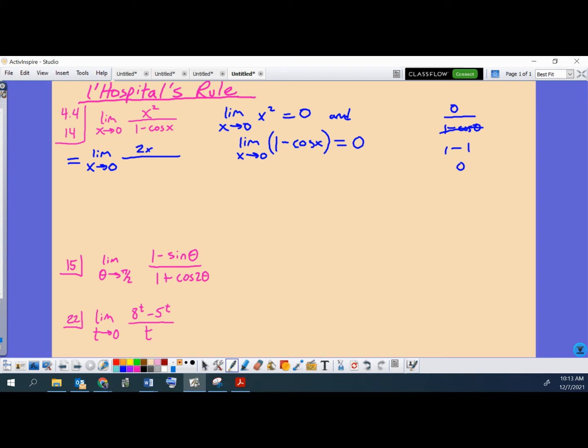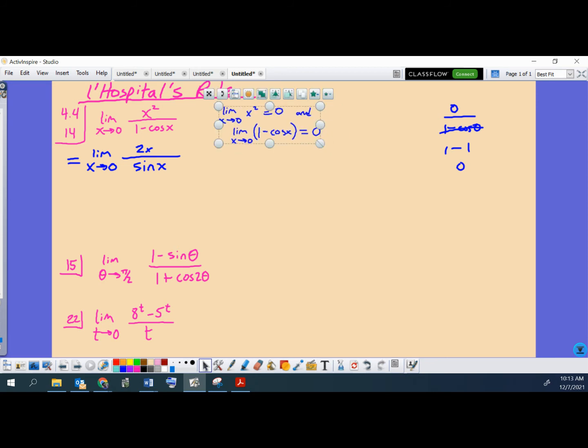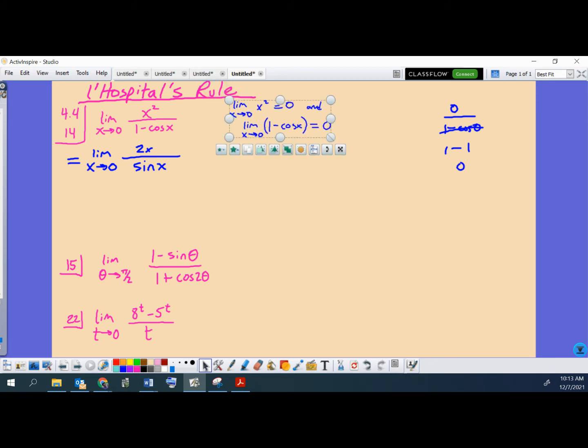So we get 2x. On top, the 1 goes away. Derivative of negative cosine of x is actually positive sine of x on the bottom. And now we're ready to try direct substitution again, right? I'm going to get this work out of the way because I'm anticipating we still have the same problem, right? When I plug 0 in on top, I'm going to get 0. When I plug it in on the bottom, sine of 0 is 0.